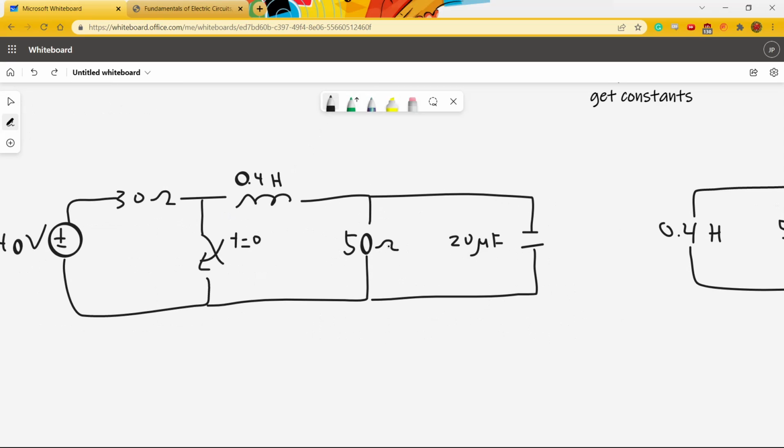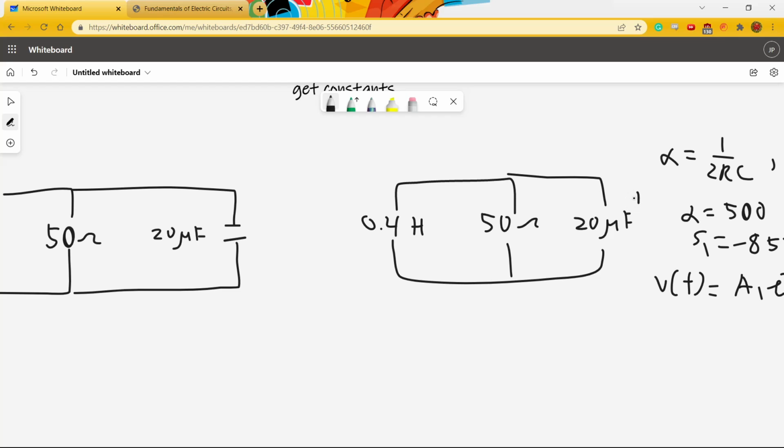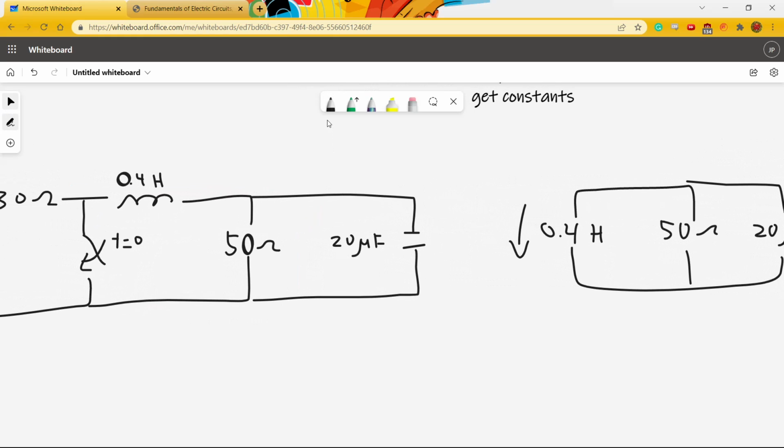Now we need to determine the initial conditions, the current in the inductor and the voltage across the capacitor. Note that we want this voltage across the capacitor, which means the current in the inductor needs to be in the downward direction. However, in the original circuit, that would represent a current going to the left. I hope you can see why that is so. So we need to determine this current, IL, because that would correspond to I naught in the switched circuit.